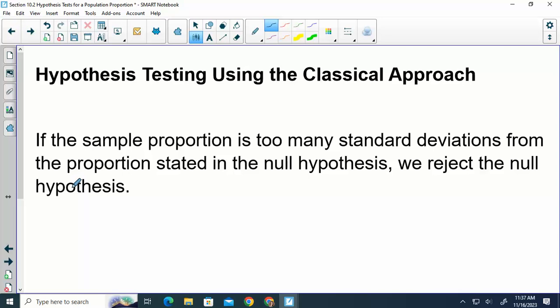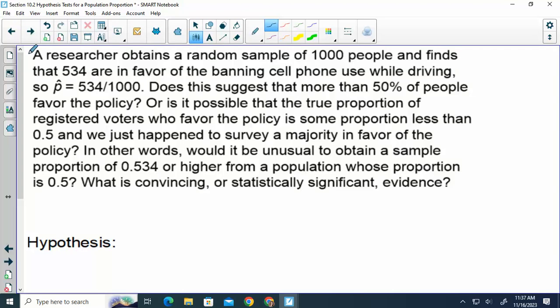With the classical approach, you are basically looking at how many standard deviations it is from the mean, or the proportion in this case. Number of standard deviations, that's like a z-score, right? So all we're going to do is look at a z-score and compare it to see if that is too far away from the proportion or not. In the p-value approach, we actually find our probability, and then we look to see if that probability is unusual or not.